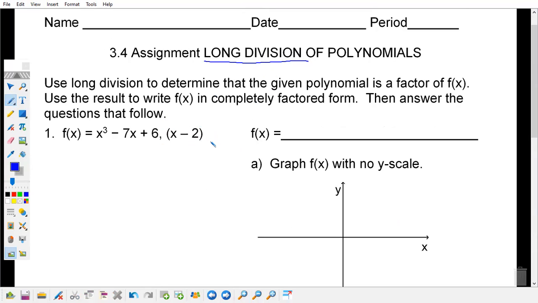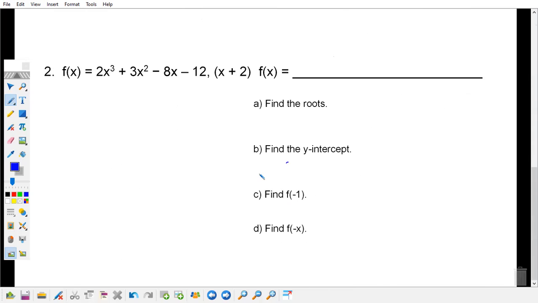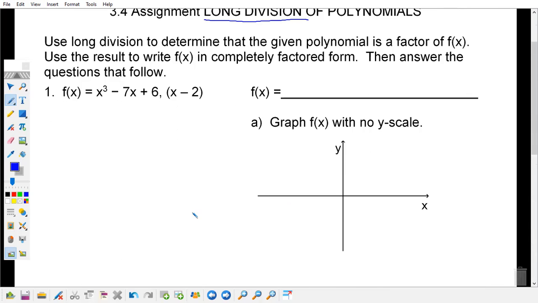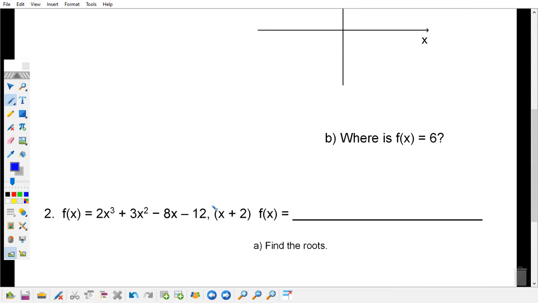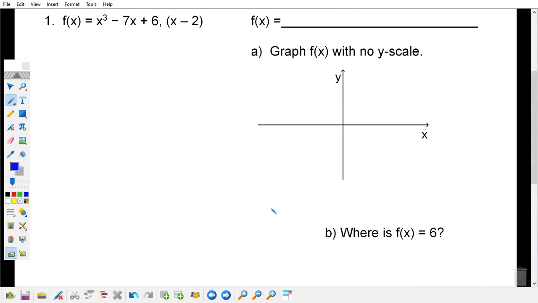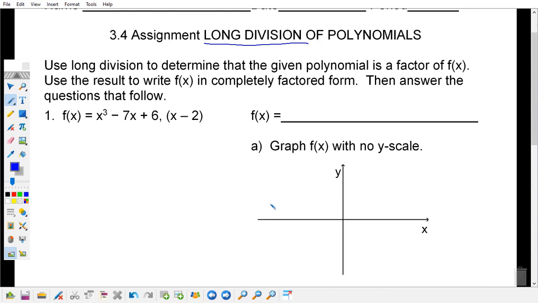How do we know it's linear? Can someone tell him how we know if it's linear? It's linear if it looks like mx plus b, if it makes a line, like the equation of a line. So for example, if I struggled with long division on 1 and 2, could I do synthetic? Yes, you could.